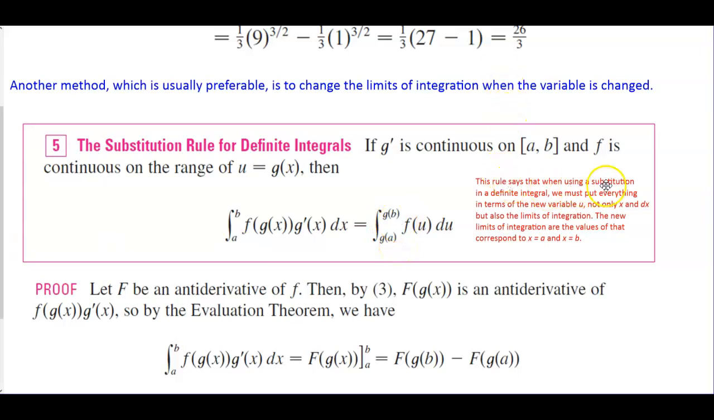This rule says that when using a substitution in a definite integral, we must put everything in terms of the new variable u, not only x and dx, but also the limits of integration. The new limits of integration are the values of u that correspond to x equals a and x equals b.